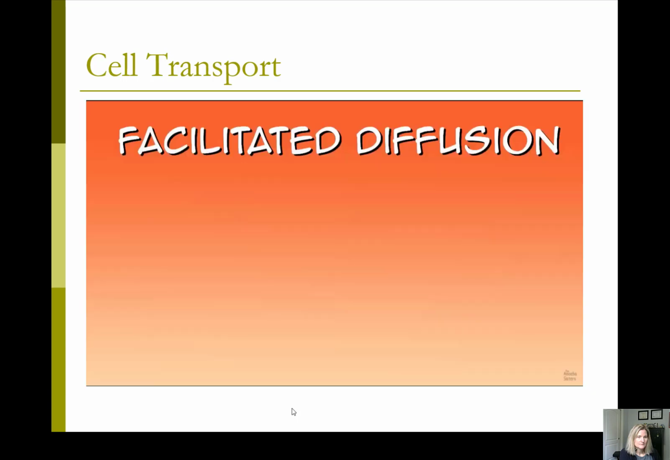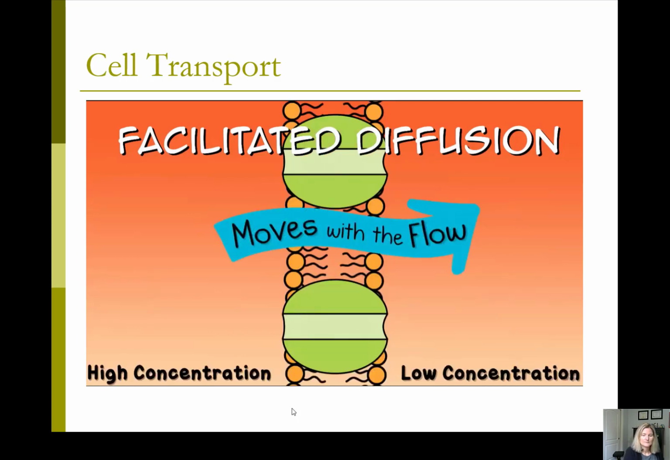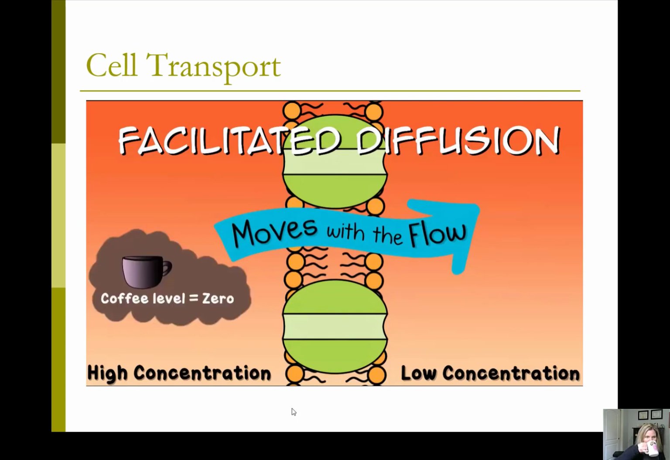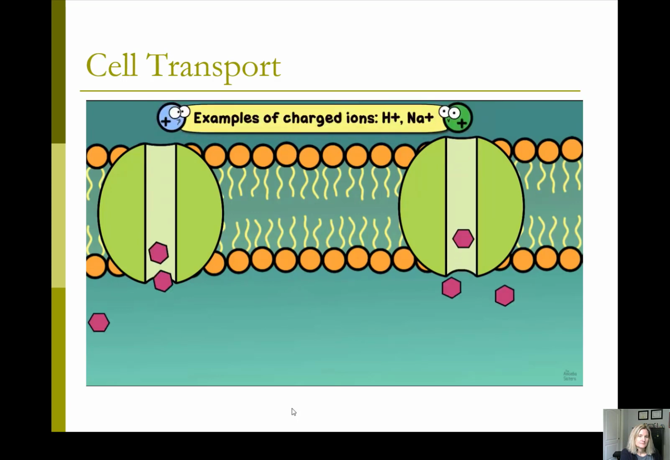This is known as facilitated diffusion. It's still diffusion, and it still moves with the concentration gradient of high to low. It doesn't require energy though, so it's also a type of passive transport. It's just the proteins are facilitating or helping things pass. Charged ions often require a protein channel in order to pass through.